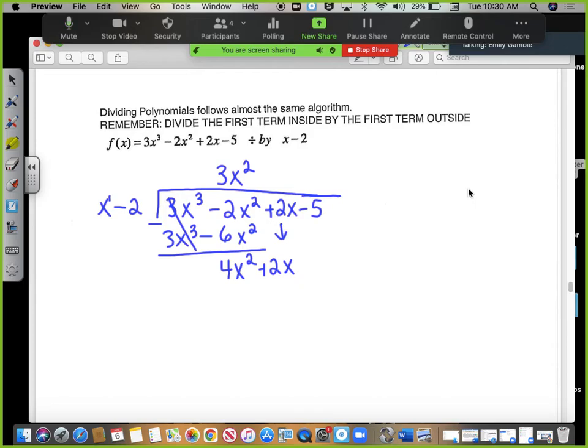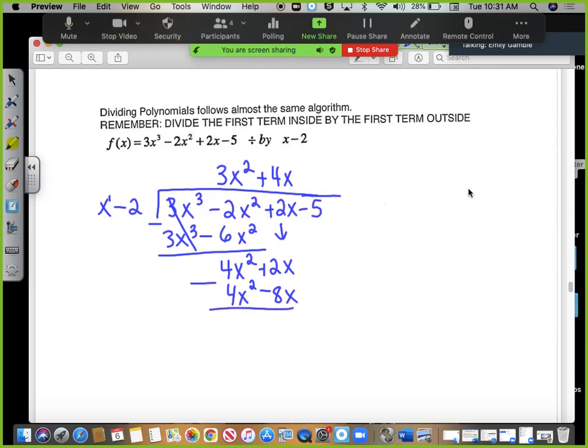And I do the process again. But now I look at the x minus 2 and I compare it to the 4x squared. So x goes into 4x squared 4x times. And that's because x times 4x is 4x squared. So this will be plus 4x. And just recap, we can just make sure that x times 4x is 4x squared. That should always happen. And then we have to multiply the negative 2 by the 4x as well. Negative 2 times 4x is negative 8x.